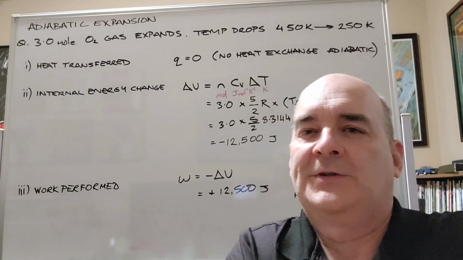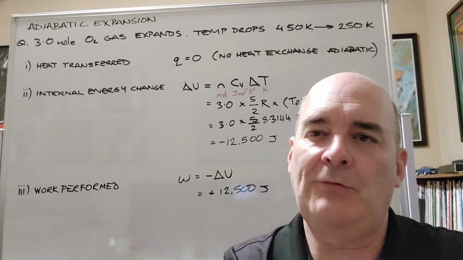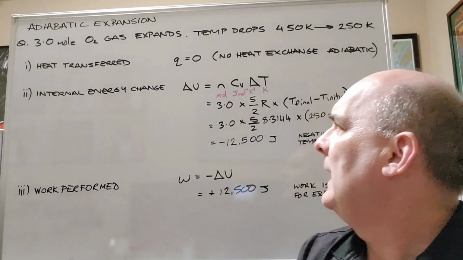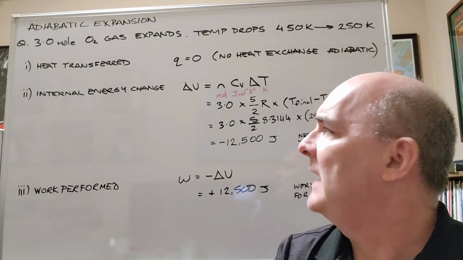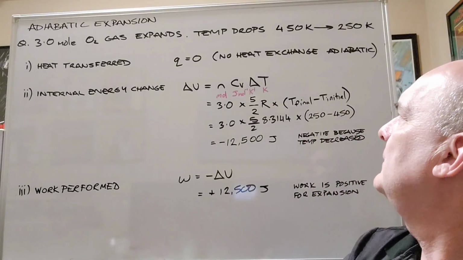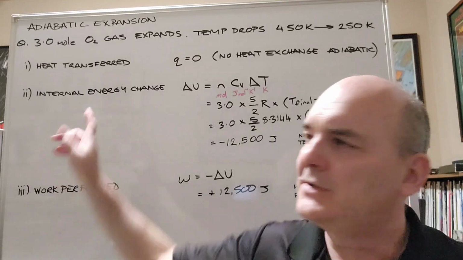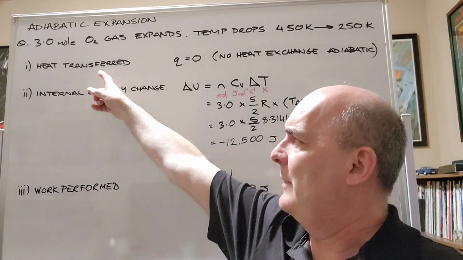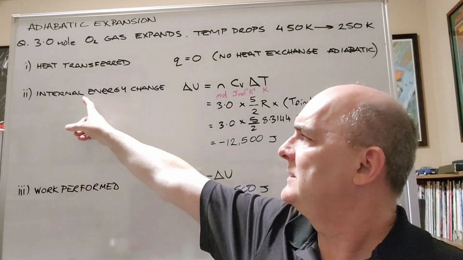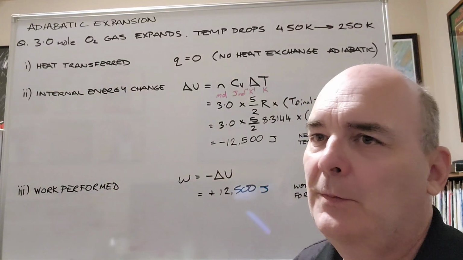Let's work some problems. Let's look at an adiabatic expansion. If I have 3 moles of oxygen and that gas expands adiabatically, the temperature drops from 450 Kelvin to 250 Kelvin. Let's answer these 3 questions. How much heat is transferred? What is the change in internal energy? And how much work is performed?